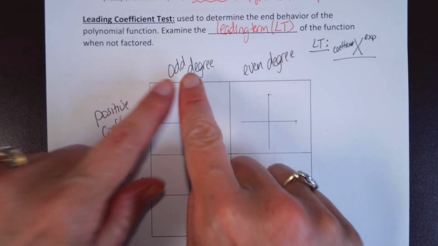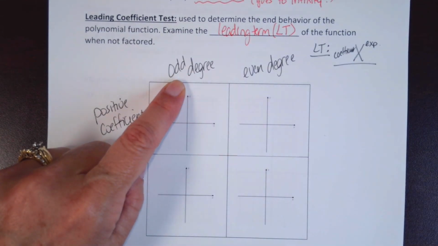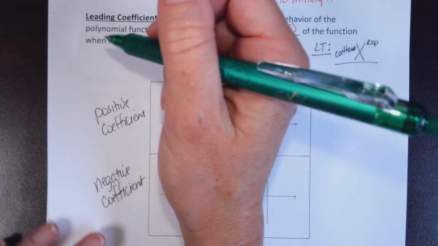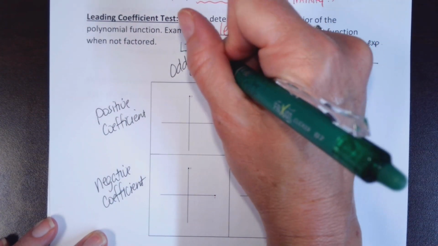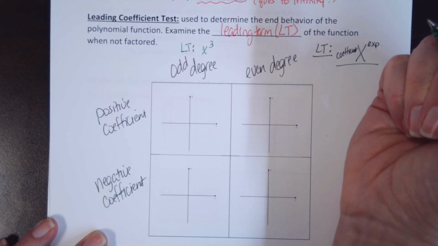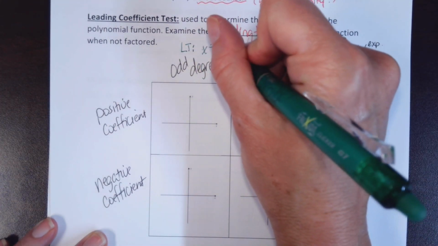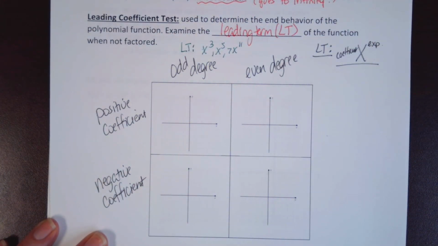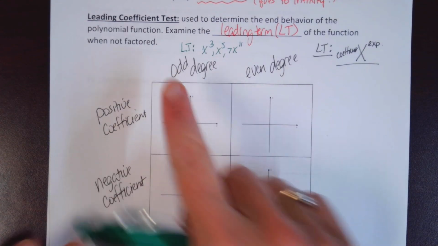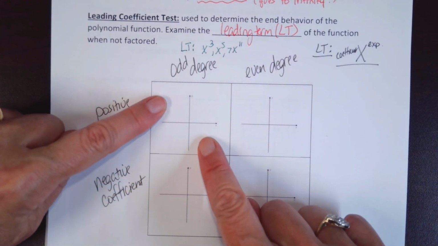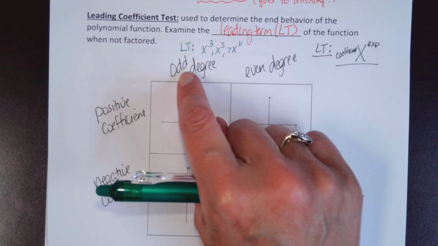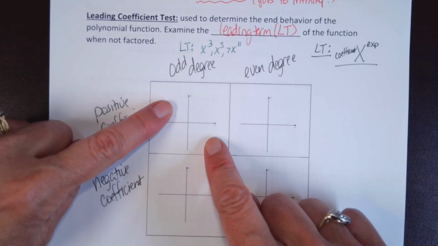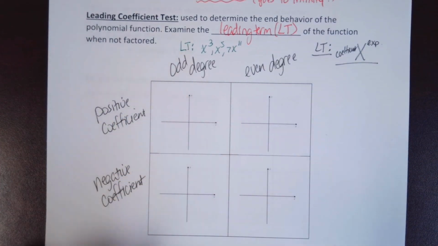If I have an odd degree, for example, the leading term might be x to the third, x to the fifth, x to the 11th. Odd degrees, the ends go in odd directions. One end goes up, one end goes down. Just like my odd function, symmetric about the origin, we've got one end up, one end down. That's an odd degree polynomial.